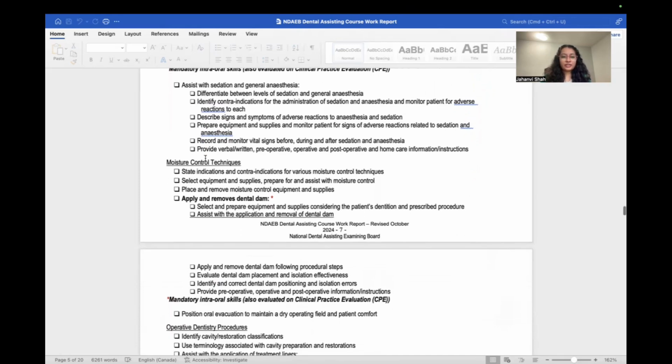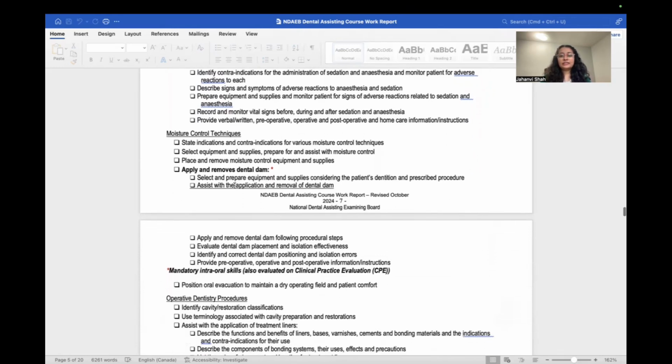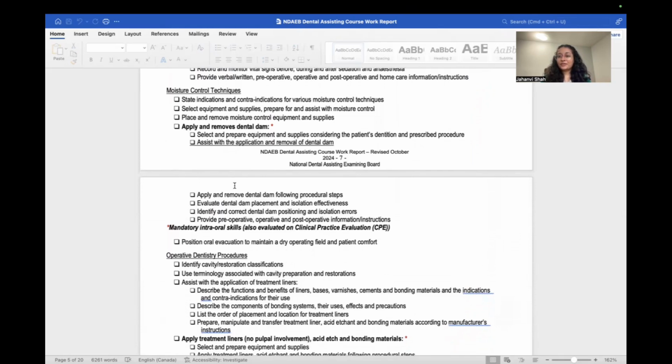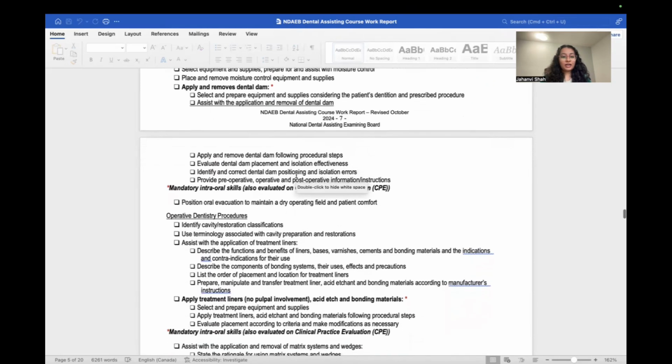There are moisture control techniques, like you use cotton rolls, triangle, so many other things that you have used during doing restoration or during your dental dam. So select and prepare equipment, supplies considering the patient's dentation. Apply and remove dental dam following the procedural step. To isolate everything, to evaluate, to provide a pre-operative, operative, and post-operative information to them. This is again also one of the most important one, because this is again checked on your CPE, that is clinical practical evaluation. Rubber dam is one of the skills that you are tested on.